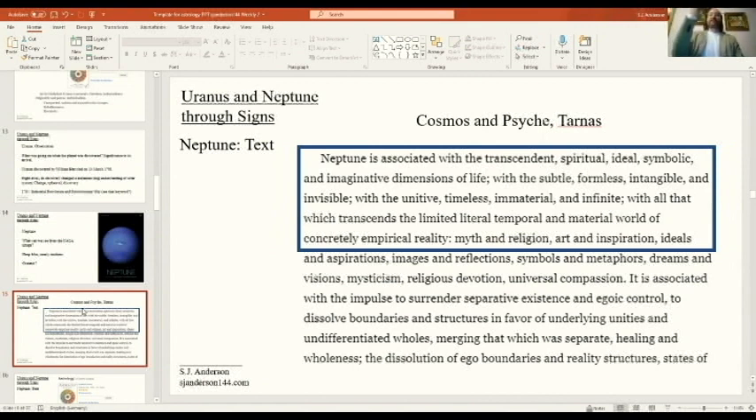Transcendent, spiritual, ideal, symbolic, imaginative dimensions of life, subtle, formless, intangible, and invisible, unitive, timeless, immaterial, infinite. So now we're starting to sound like the ocean, right? This kind of immaterial, infinite, timeless, formless, intangible imagination. Sometimes you're just floating, and the imagination is vast, sort of like an ocean. So this is where we can start building through that observation now with the text.